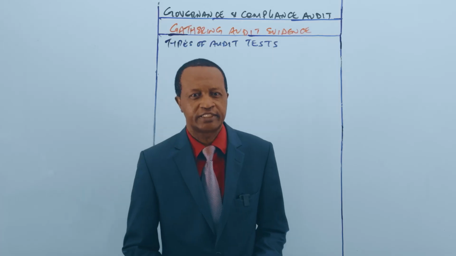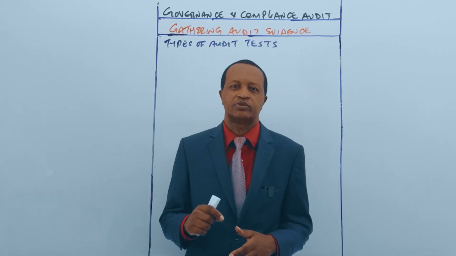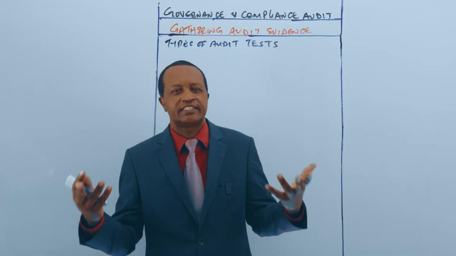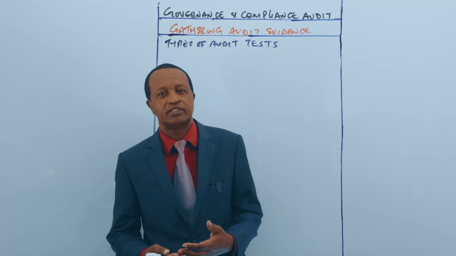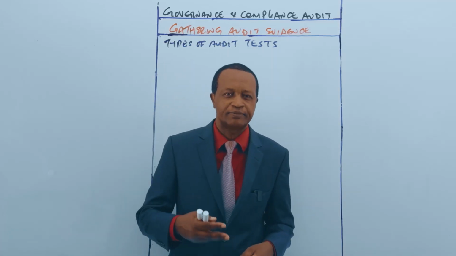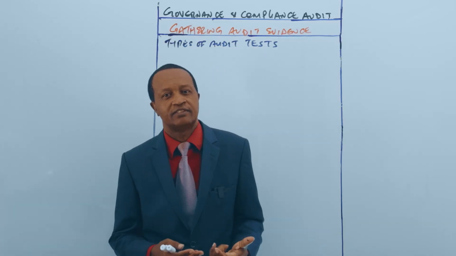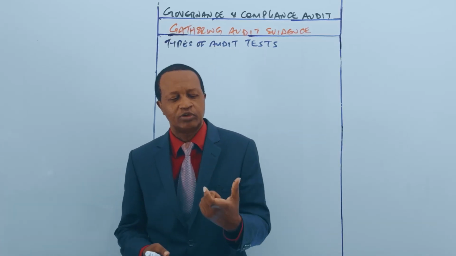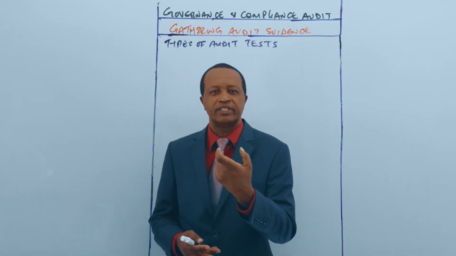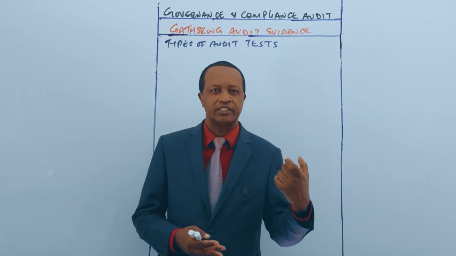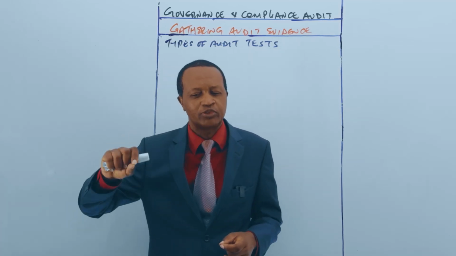Today we are going to discuss the types of audit tests. By the end of this lesson, you should be able to explain the various types of audit tests. In governance and compliance audit, audit tests are the specific procedures that are used to gather evidence. These are the tests or procedures that allow the auditor to move from simply reading a policy to proving that it is actually followed.